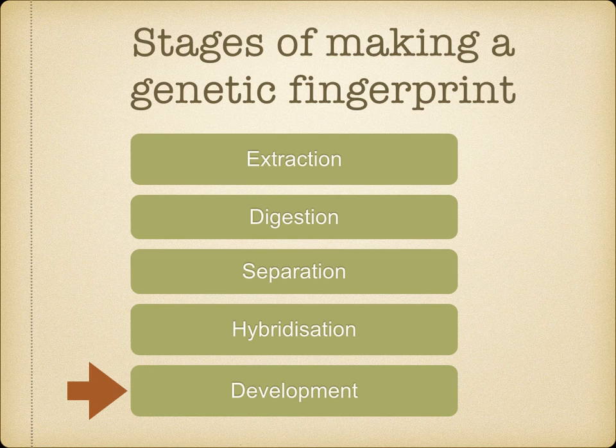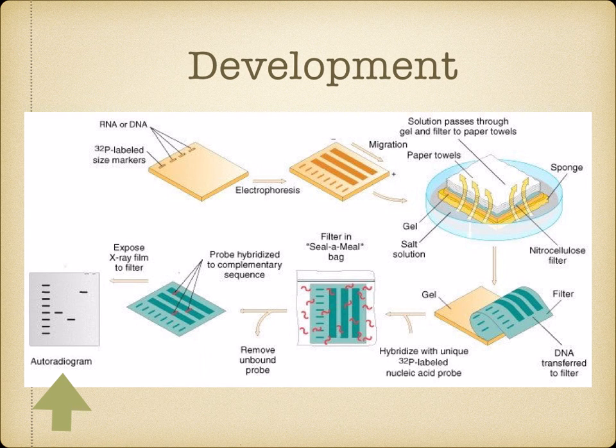Then there's development. Finally, X-ray film is put over the nylon membrane. The film is exposed by radiation from the radioactive probes. If you're using fluorescent probes, the positions are located visually. These points correspond to the position of the DNA fragments as they've been separated during electrophoresis. So you get a series of bars, as you can see on the left there.